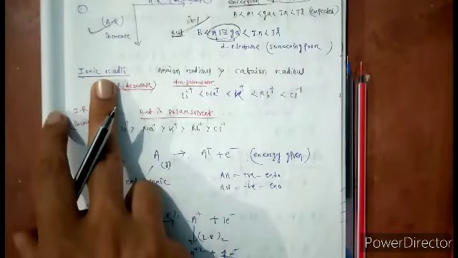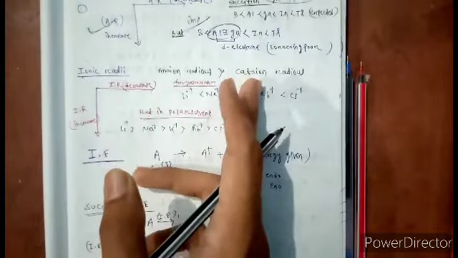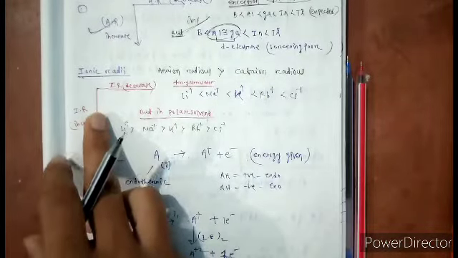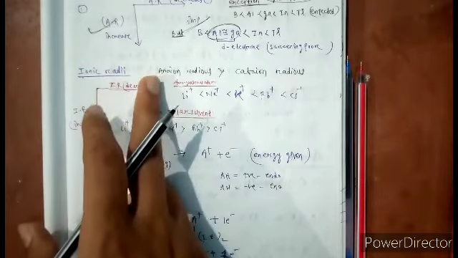Then come to ionic radius. Anion radius is more than cation radius. Ionic radius increases down the group but decreases along the period.